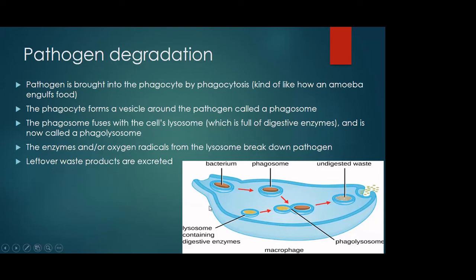Once the pathogen is brought in, the phagocyte forms a vesicle around the pathogen. So on the way in, essentially, it forms a vesicle because it has a plasma membrane all the way around it. And then once inside the cell, it fuses with the lysosomes inside the cell, which contain really strong, powerful digestive enzymes. And when that fusion happens, it's called the phagolysosome, and those digestive enzymes do the work on the pathogen that got brought in and break it down into lots of little pieces. And then all of that waste gets excreted from the cell.